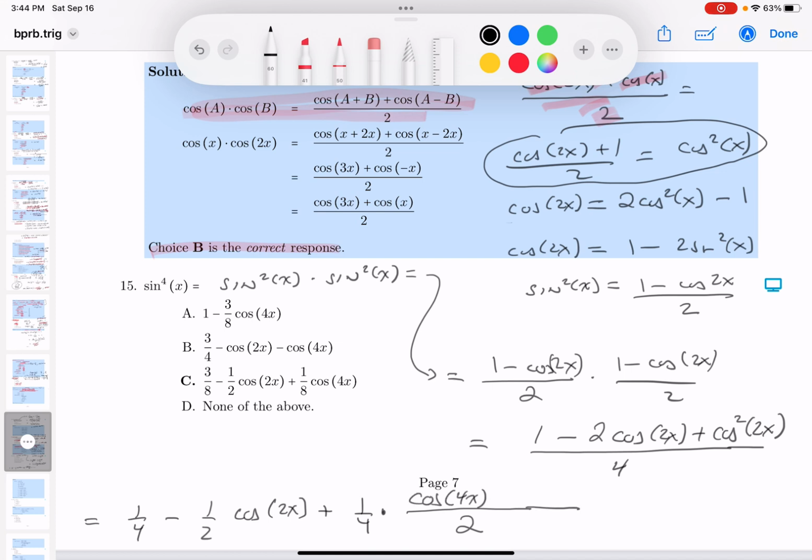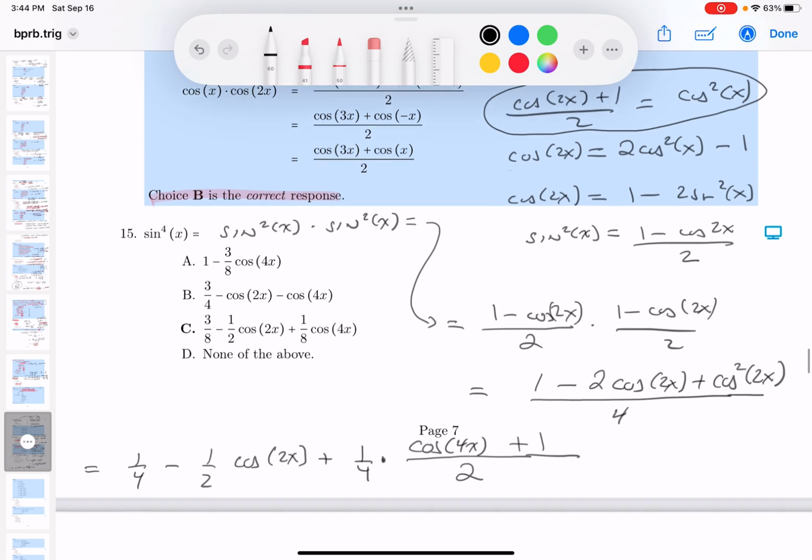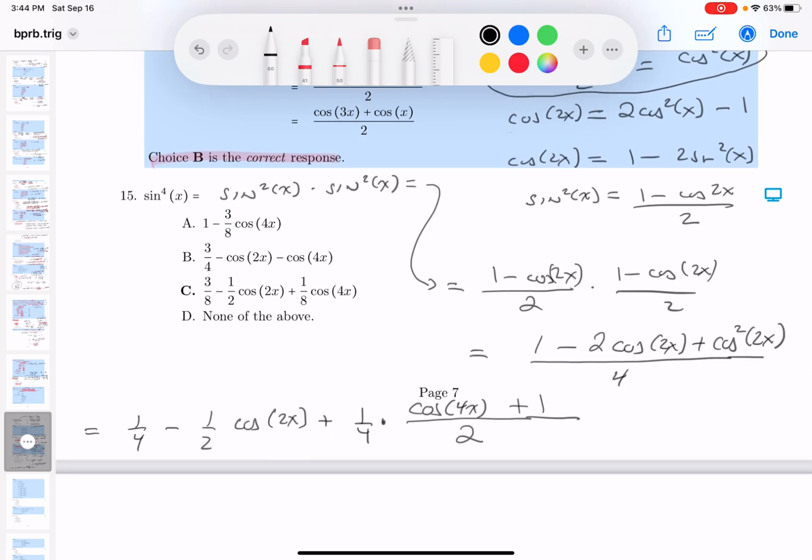And then what do you get? Well, let's take a look. You know what? I made a mistake in writing the... Oh, no, I didn't. I'm sorry. Plus 1. Let me see if I did okay. I think I did okay. So let's keep going. I still get the 1/4 minus 1/2 cosine of 2x. Well, this is going to be plus 1/8 cosine of 4x plus 1/8.